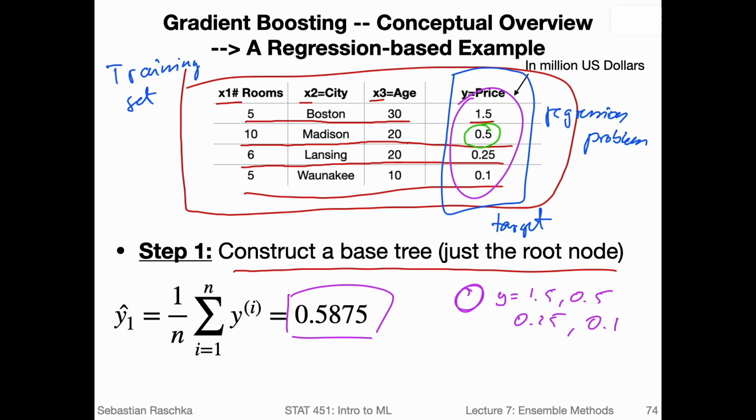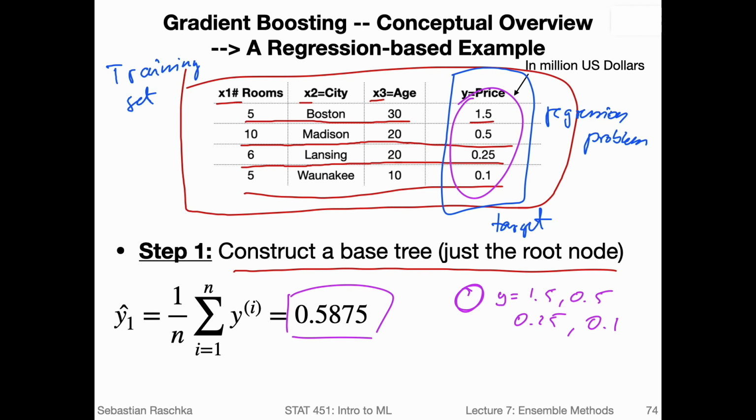Depending on which training example we look at, it's either better or worse. For example, it's not far away from 0.5, so for Madison, the prediction wouldn't be that bad. For other cases like Warneke or especially Boston, the prediction would be pretty bad. But on average, this is the best prediction in terms of minimizing the mean squared error if we just use one node.